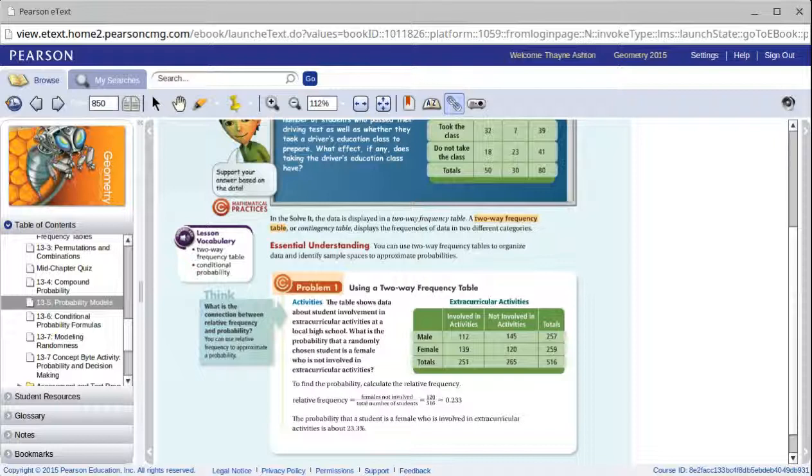Go over what is known about the graph. There are two different categories, both male and female. This problem seems more complicated than it already is. All you need to do is compare the number that you are assigned against the total, which is already provided for you. There are 120 females that are not involved in activities. Divide that by the total and you get 120 over 516, which is 23.3%.